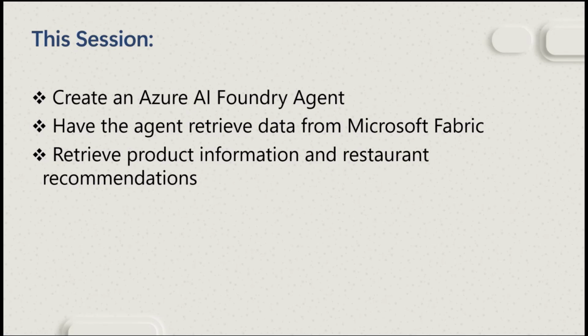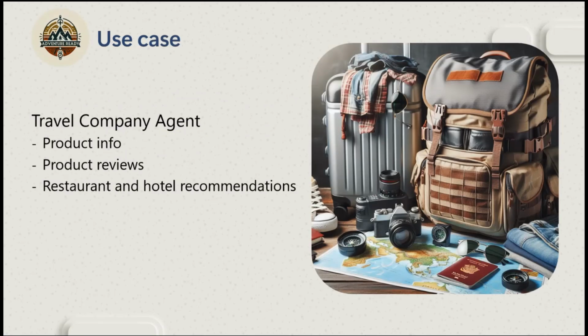And then from there, since it is a travel agent, we'll even add other information, such as getting restaurant recommendations online. So imagine you have a use case wherein you have a travel company agent, and for the purpose of this demonstration, it will get information from your product sets, whether it's in a Word document.